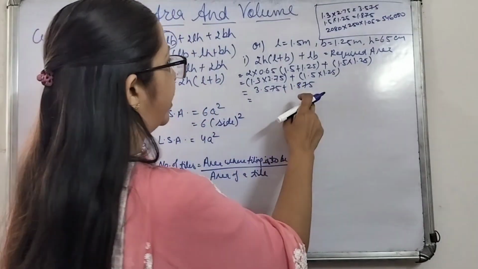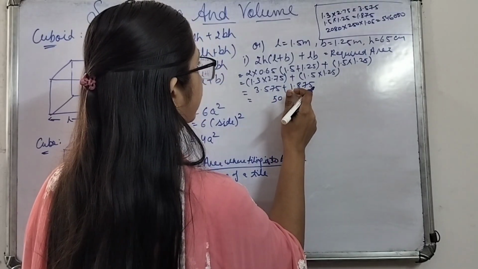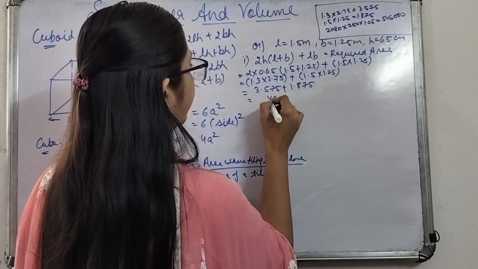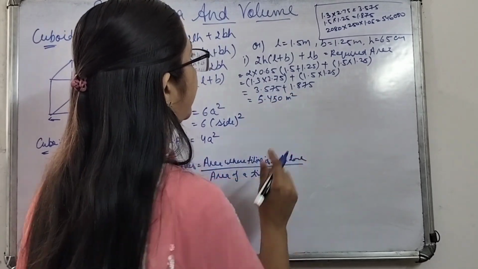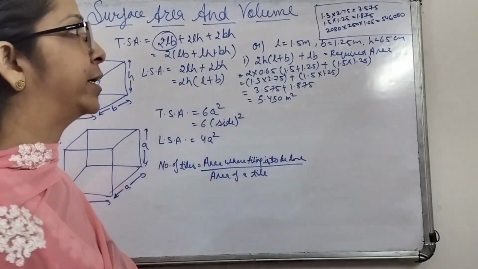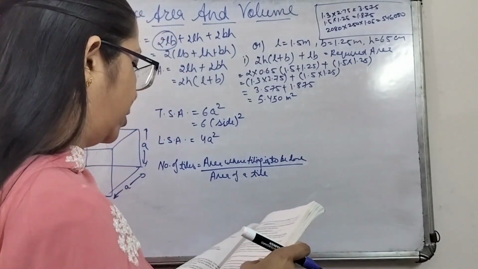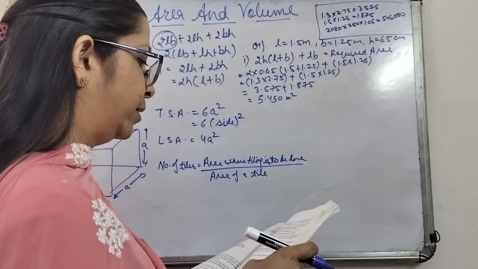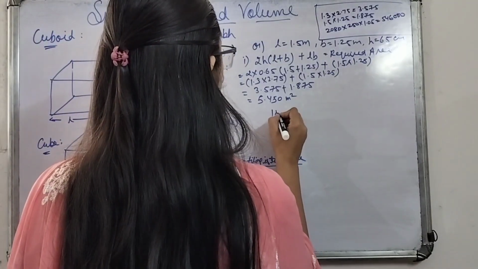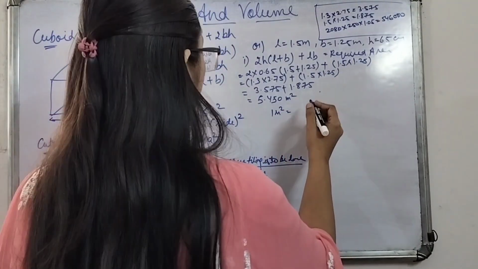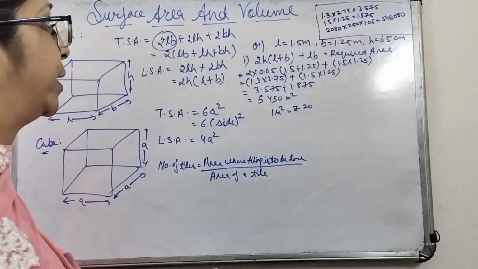This will be your 5.45 meter square. This is the required area. Now what is asked? The second part is the cost of the sheet for it. If a sheet measuring 1 meter square, the cost of 1 meter square is your 20 rupees.